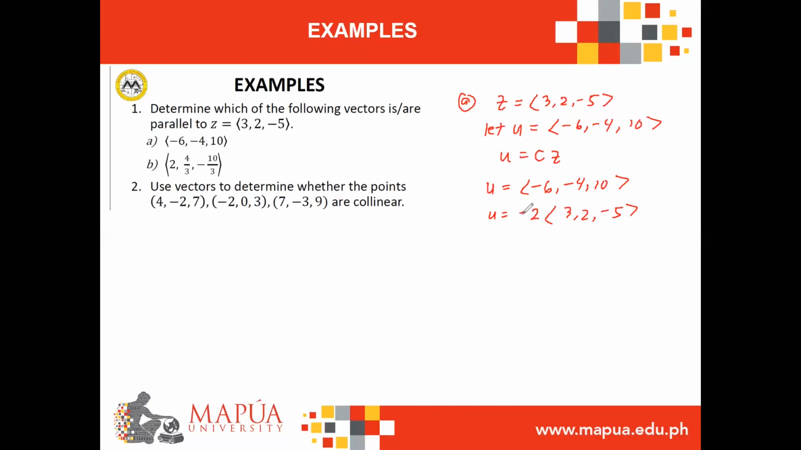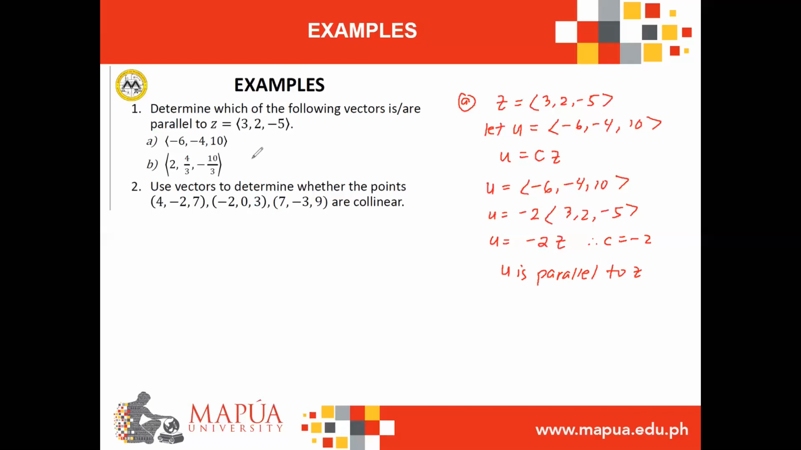So we have also that component in your vector u. And with that, we can now write this as negative 2 times z. So as we have defined earlier, if we have parallel vectors, we must have the equation u equals c times z, where c is a scalar. So it satisfies our given concept, which is u equals c times z on our given problem. So in here, our c is negative 2. So we can say in conclusion, vector u is parallel to z.